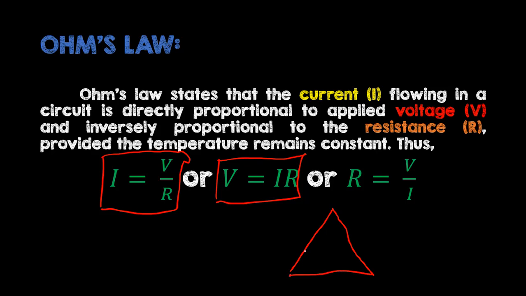Sorry for the triangle. So, V is equal to I times R, and I is equal to V over R, and R is equal to V over I. This is a simple explanation to easily memorize Ohm's law.